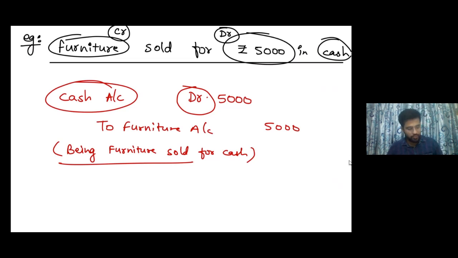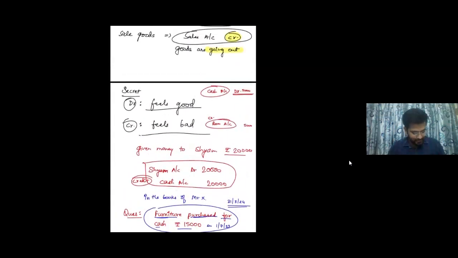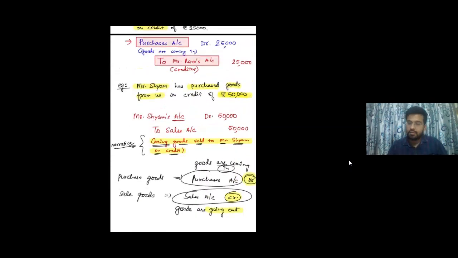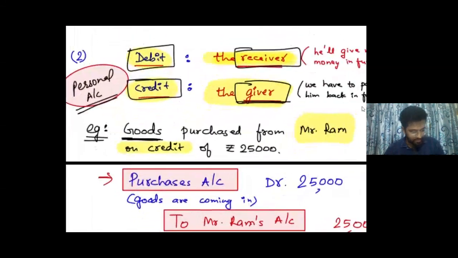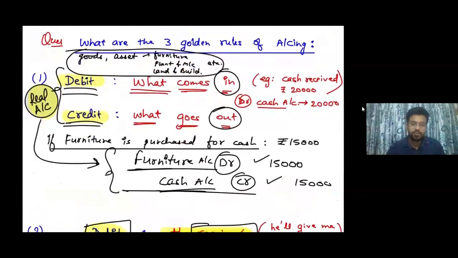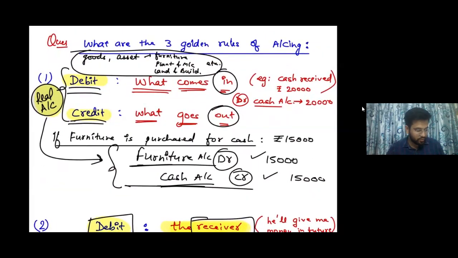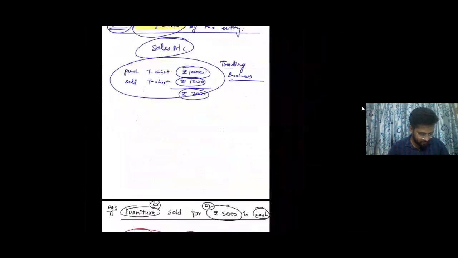So now I have told you many examples about the two rules. One rule I have told you about the real account and one rule about the personal account. Now let's talk about the third rule, the third rule of your accounts. Let us write down the first and second rule again.